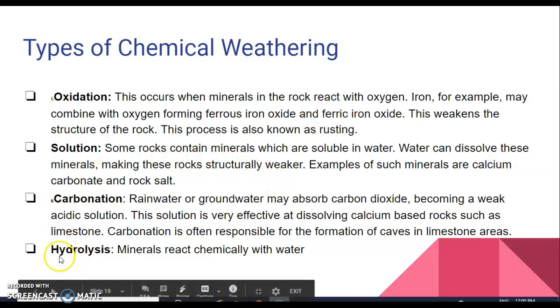Now, the last process here, hydrolysis, is simply minerals reacting chemically with water. So solution will be a type of hydrolysis and carbonation a type of hydrolysis, because here we have minerals reacting with water.